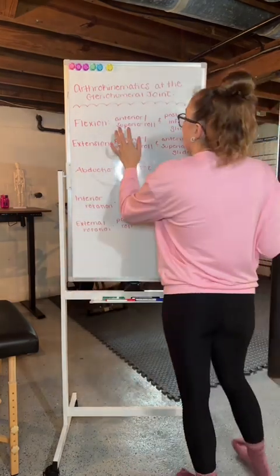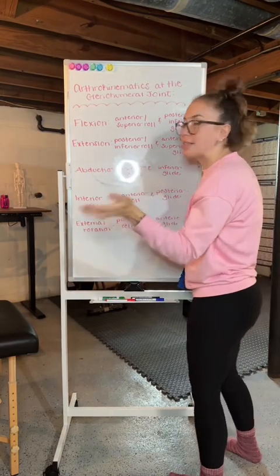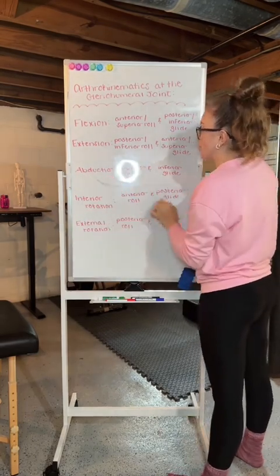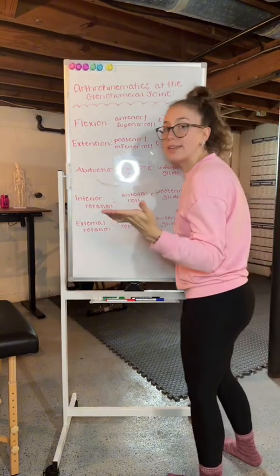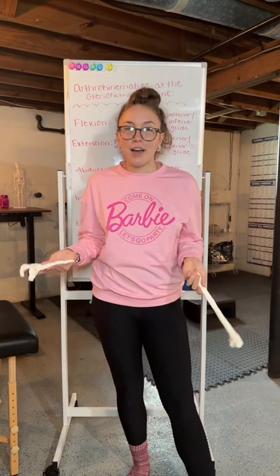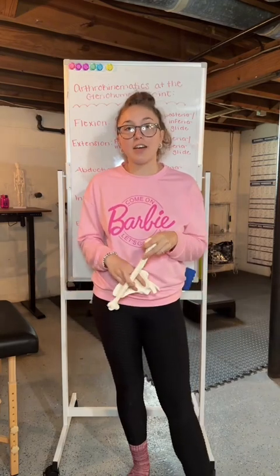So we have anterior superior roll. What's the opposite of that? Posterior inferior glide. Or when we have our abduction, we have a superior roll. What is the opposite of that? Inferior glide. I hope this video helps you understand the arthrokinematics of the glenohumeral joint.